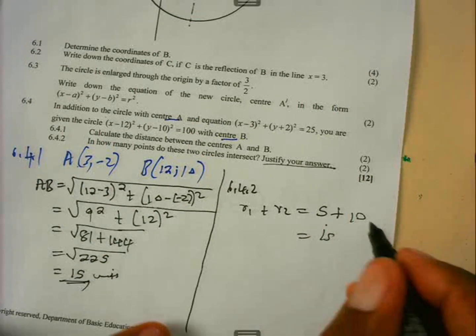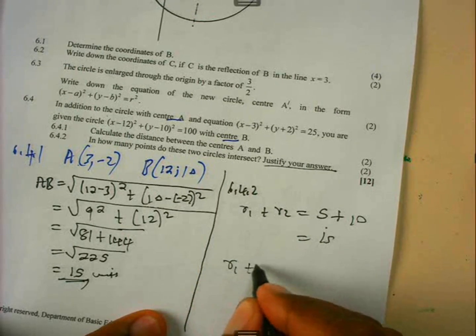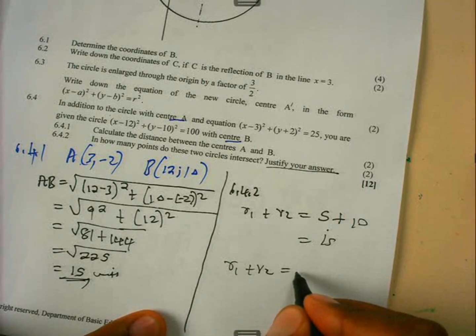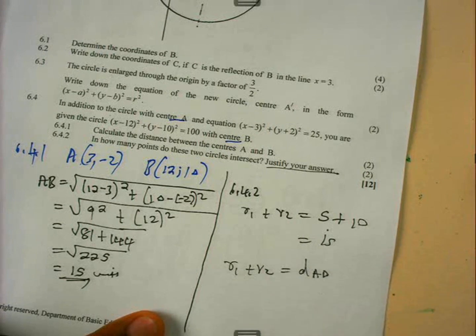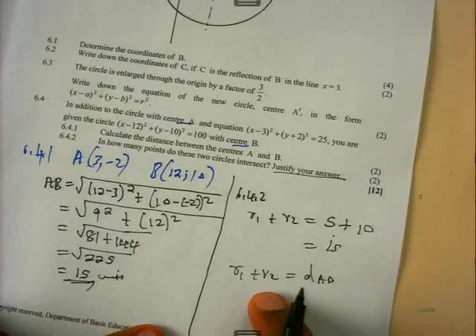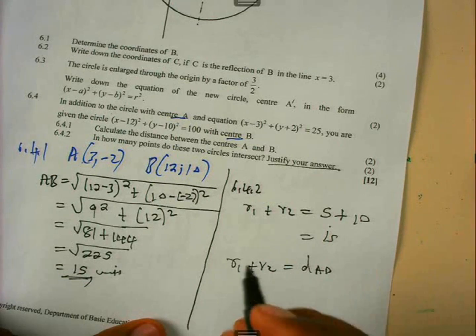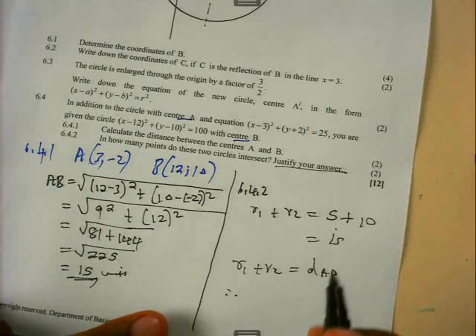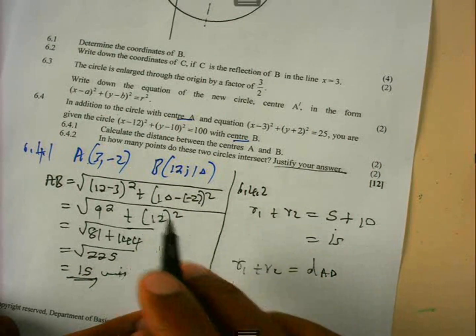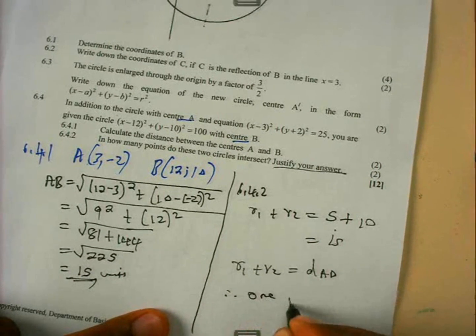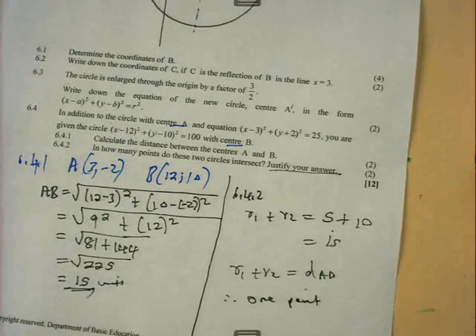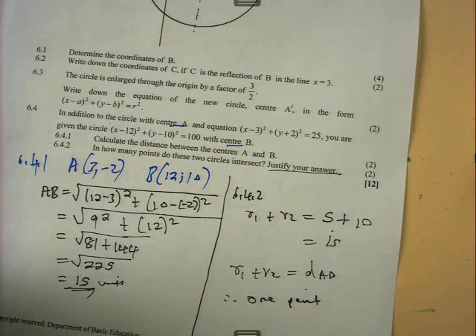Now you can see the sum of this one, R1 plus R2, is equal to the distance of AB. Then it means if R1 plus R2 is equal to the distance of AB, therefore we can conclude that the two circles will intersect at 1 point, because the sum of the radii is equal to the distance between the two centers. It is very important.